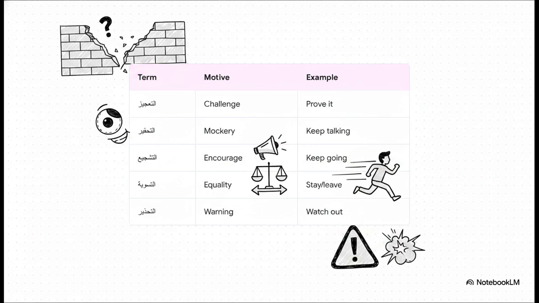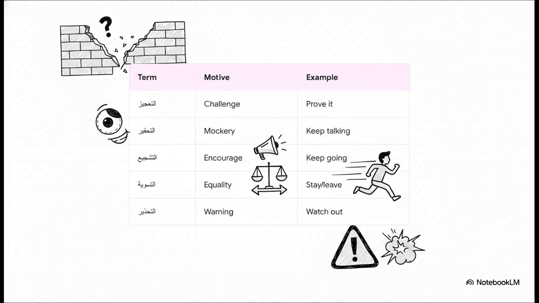But the hidden motives get even more complex. Sixth is impossibility. Prove it. You're commanding them to do something specifically because you know they can't. You're highlighting their inability. Seventh is mockery. Picture someone rolling their eyes. Yeah, keep talking. You definitely don't actually want them to keep talking. You're just showing disdain for their words.